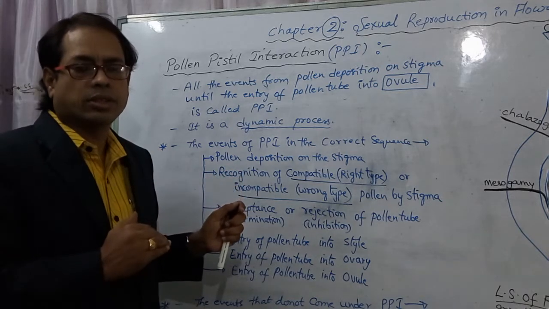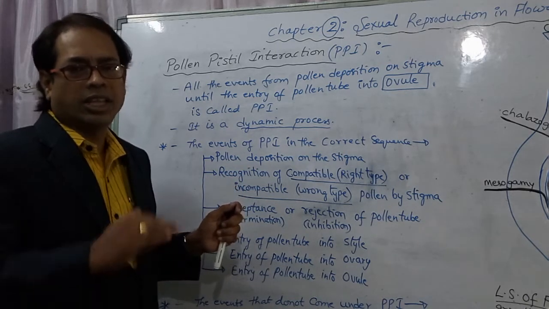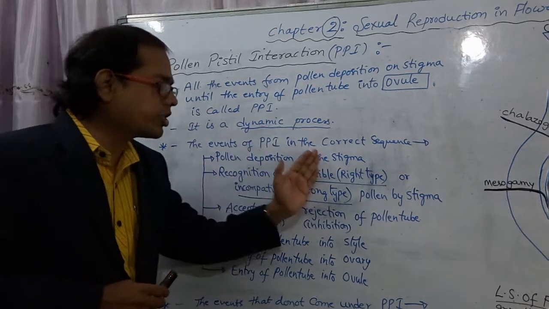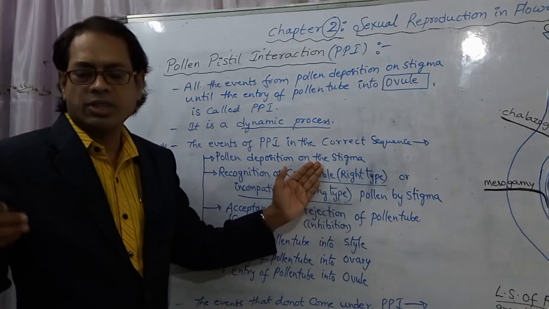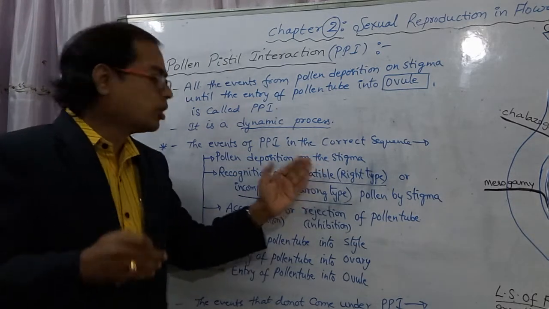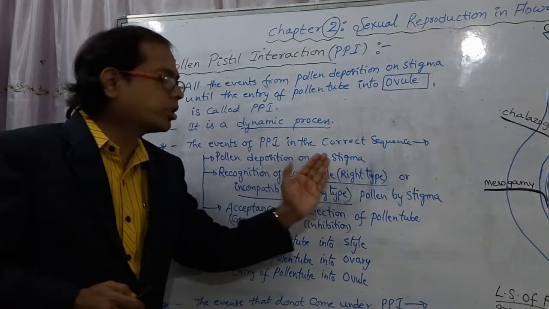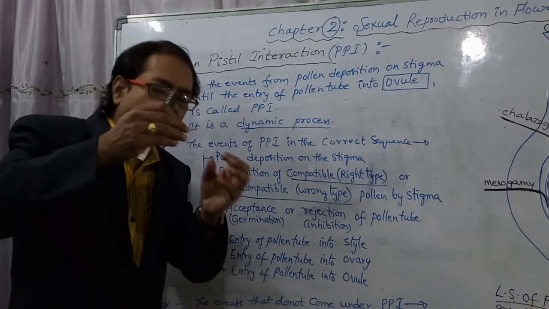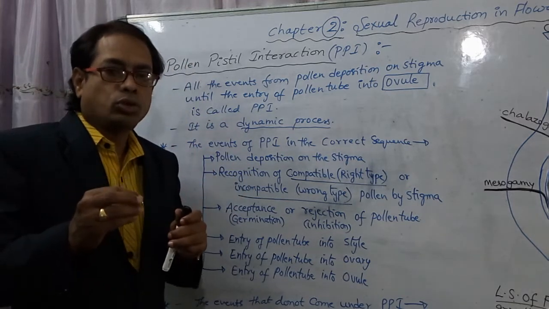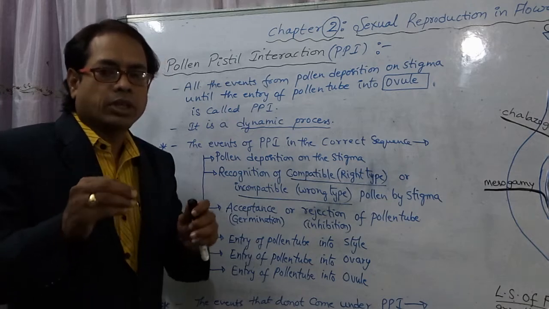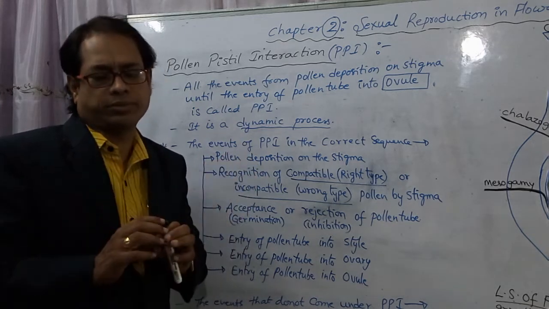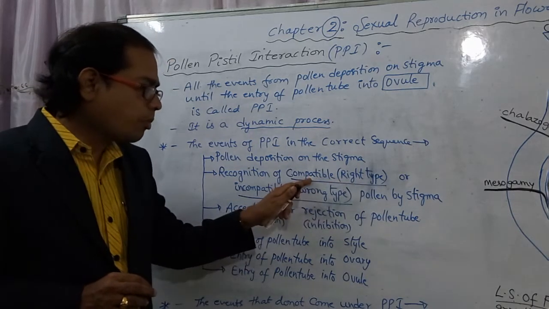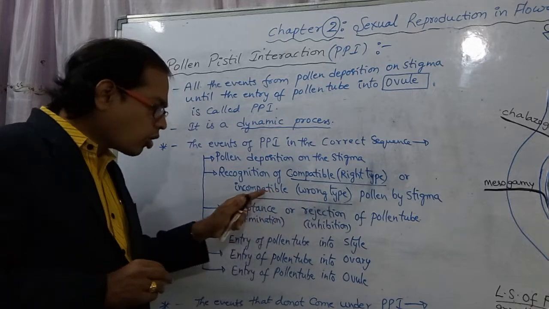What are the events in pollen pistil interaction in the correct sequence? First, pollen deposition on the stigma, when pollen grains are released and fall on the stigma. Next, when pollen grains fall on the stigma, whether they are of the right type or wrong type, the decision will be taken by the stigma. Right type means compatible type. Wrong type means incompatible type.